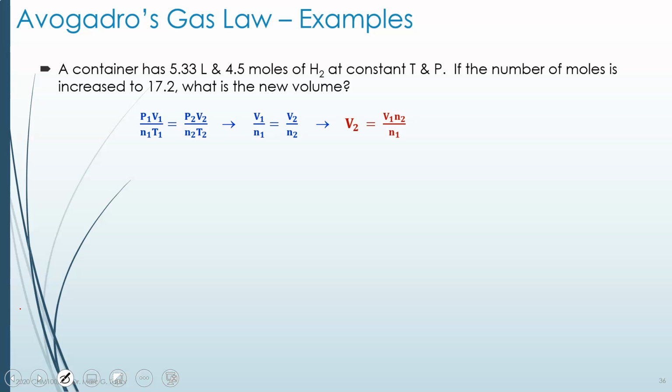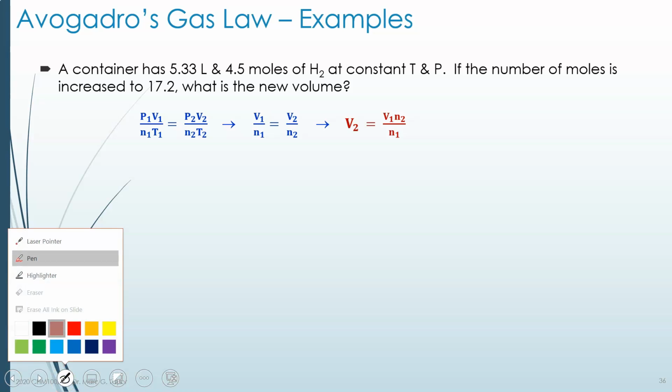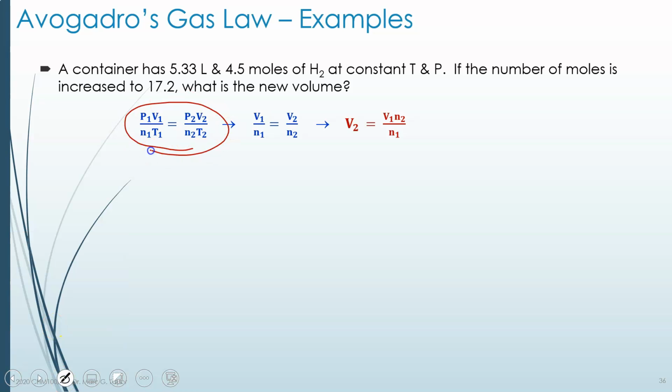Here, if you're in Chem 110, you can actually start with the full ideal gas law and just realize that since temperature is constant, that means T1 and T2 are the same. We can cancel those out. And pressure is constant, so that means P1 and P2 are the same, and we're just left with Avogadro's law. So this is just another way of thinking about it if you have learned the ideal gas law.